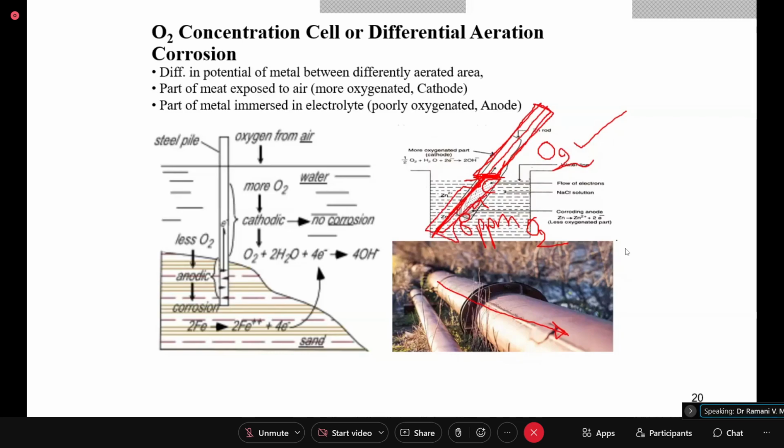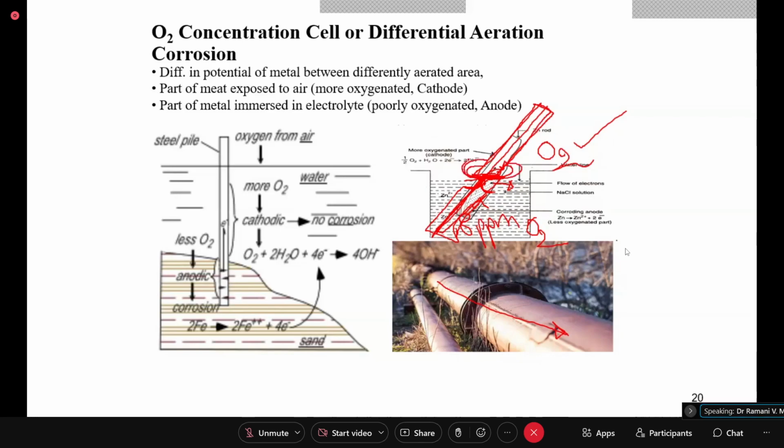Okay, so this is the part. If the metal piece is going like this, just below the water line, iron will go into the solution as Fe2+, and the electrons will be mopped up just above it. Why? Because that is the adjacent part, and therefore it will go on increasing here.